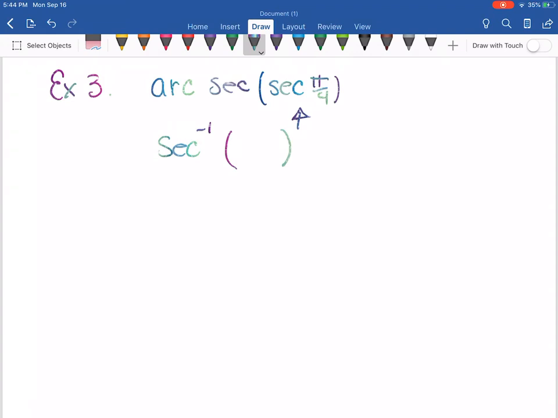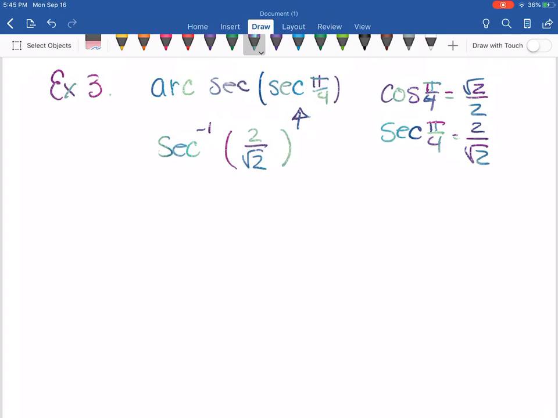If I look at the unit circle and I sweep open to pi over 4, the cosine of pi over 4 is the square root of 2 over 2. So because secant and cosine are reciprocals, the secant of pi over 4 would be 2 over the square root of 2. So that's what I'm going to put in here. So the secant of pi over 4 is 2 over the square root of 2.